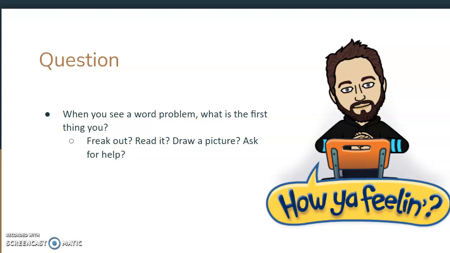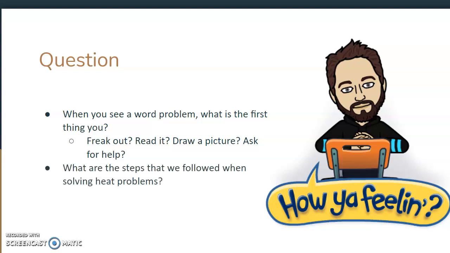So do we read it? Do we try to draw a picture? Do we immediately ask for help? So what are the first things that we do when we see word problems? And then what are the steps that we followed when solving our heat problem?